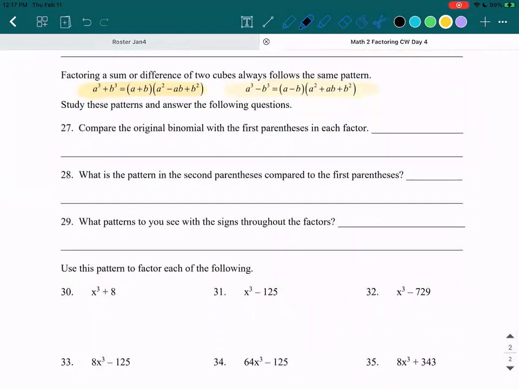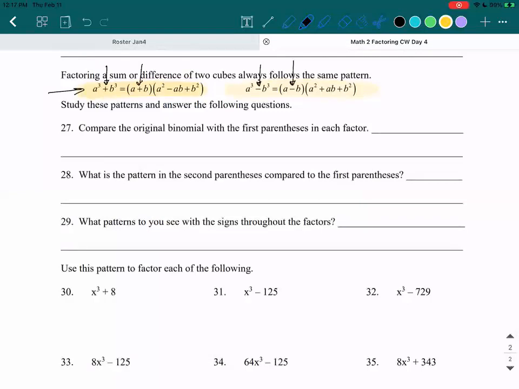So for the first formula, a cubed plus b cubed, notice that a plus b has the same sign as the a cubed plus b cubed. So if it's adding, then we're adding. Take a look at the second one. If it's minus, then you have an a minus b. Okay, so that's the first thing I want you to notice: the first factor has the same symbol. If it's plus, then it's plus. If it's minus, then it's minus.